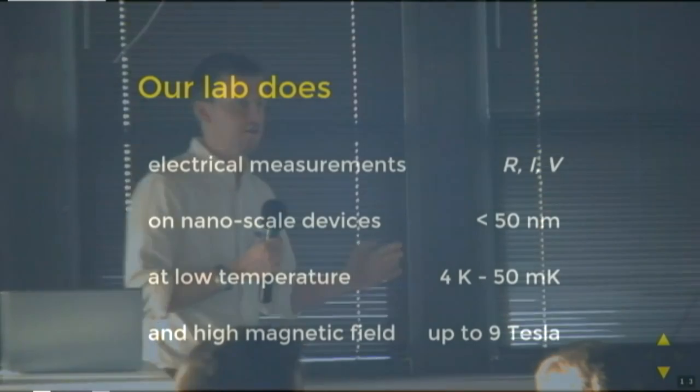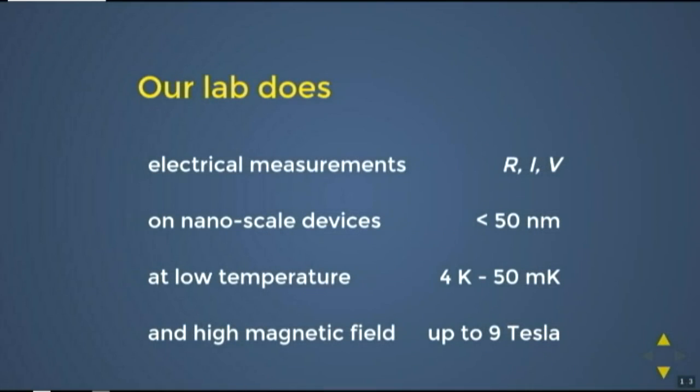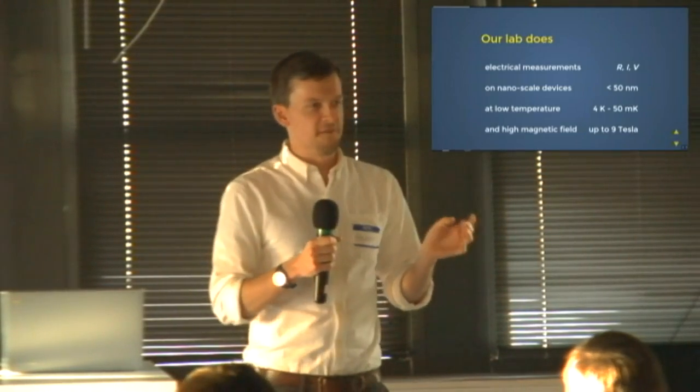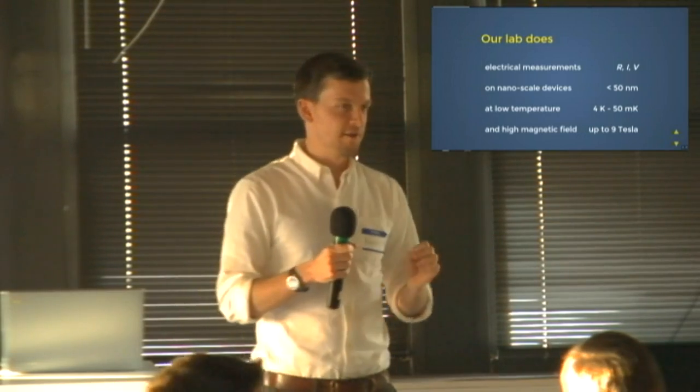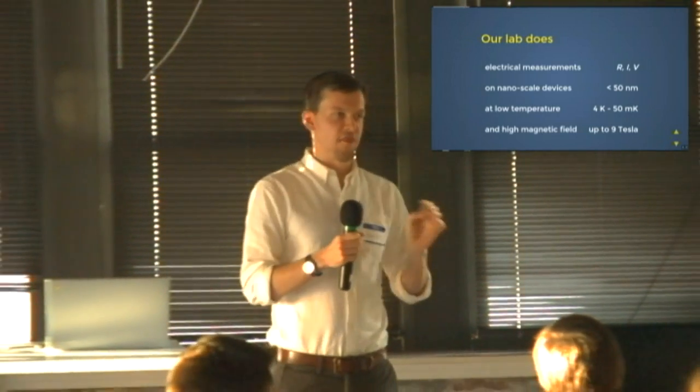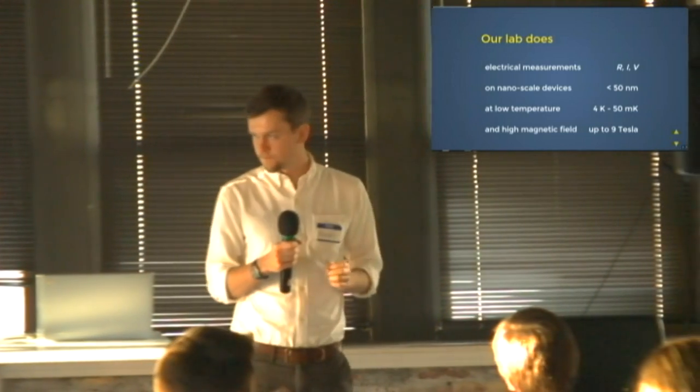So, big picture, our lab does electrical measurements on nanoscale devices at low temperatures and high magnetic fields. So we're interested in things like the electrical resistance, currents, voltages, measuring those kinds of signals on devices that at the smallest get down to about 50 nanometers. To put that into some context, the average human hair has a diameter of about 50 micrometers. So these devices we're making are, at the small end, 1,000 times smaller than a human hair.